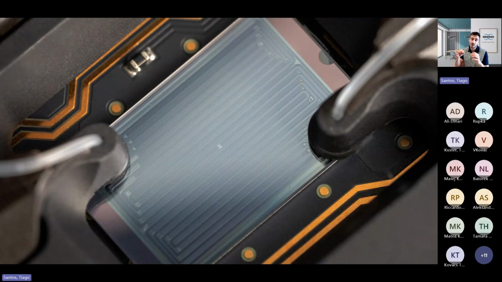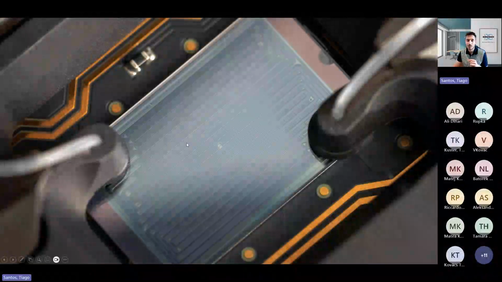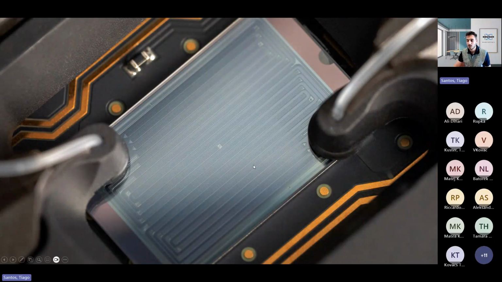What you're seeing here is a photograph zoomed in into the chip, where you can see multiple corridors, and then you can see small wells, small nanopens. This is actually the 20,000 nanopen chip. And these are the wells that will be able to sort and analyze live single cells.